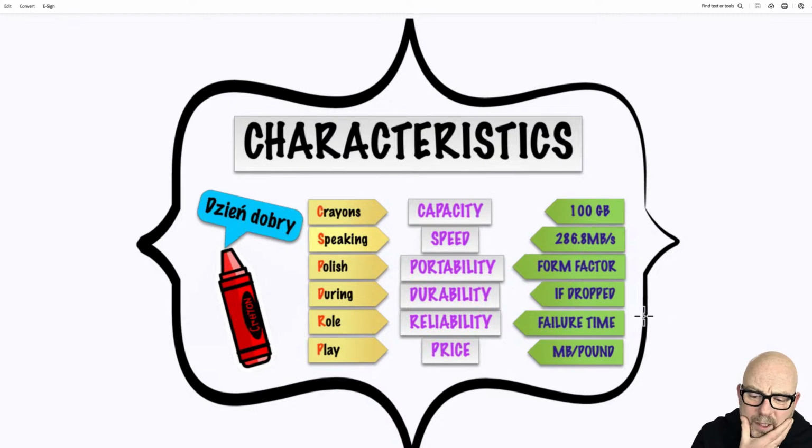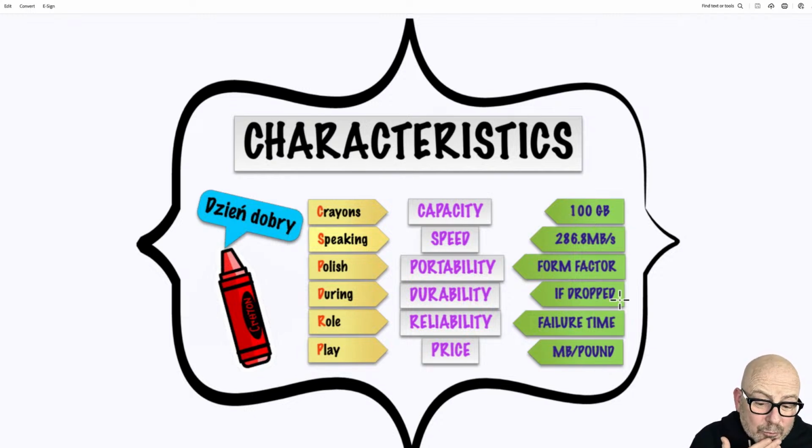So in terms of characteristics, we looked at this in class and talked about how you can learn these, and we came up with a mnemonic, which is a rather bizarre one, but bizarre ones tend to stick in your head, which is crayon speaking Polish during role play. So obviously the first letter in each word stands for one of the 6 characteristics that you have to remember. Okay, so crayon is for capacity, and that's how much it can hold. So for example, 100 gig.